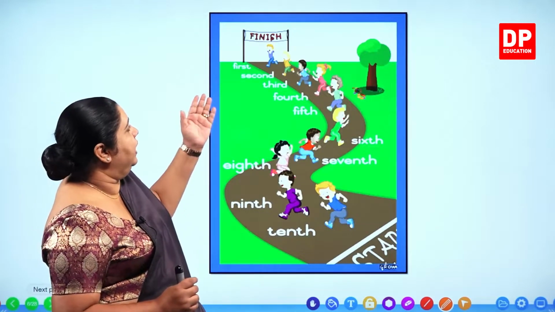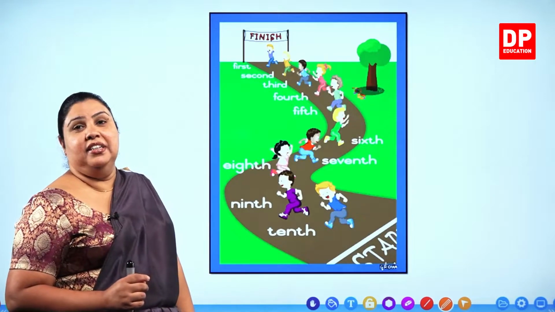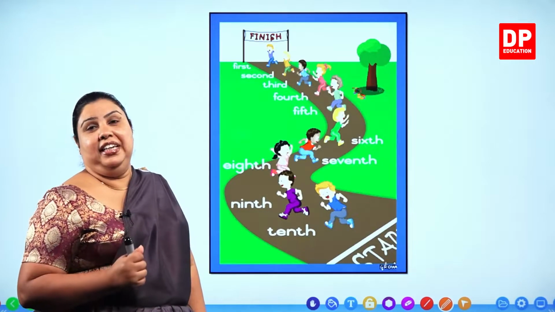Right? So now you can say the boy who is wearing blue jeans is the first in the race.